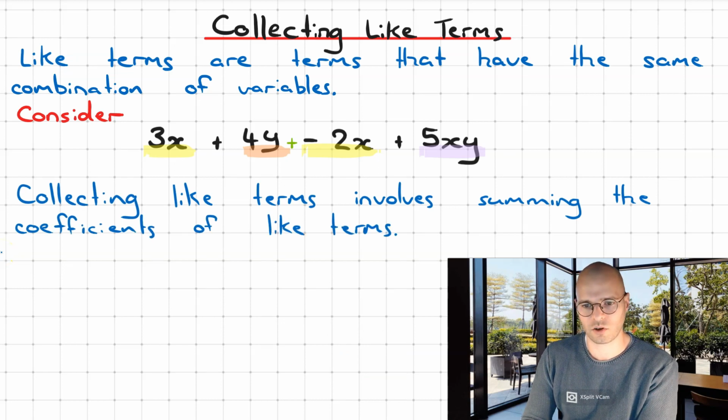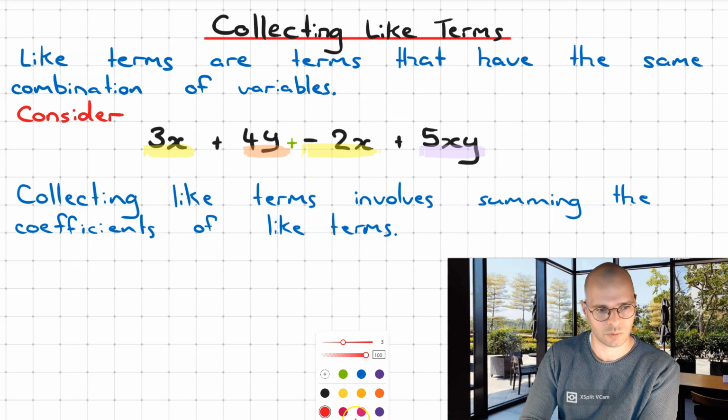Collecting like terms involves summing the coefficients of like terms. So what that means is that if we were going to simplify this expression over here, we would collect like terms. Our like terms are 3x and minus 2x. We could simplify this by summing the coefficients, coefficients being the numbers in front of the variables. So we'd say 3 plus minus 2, and whatever that is, we'd write an x after it, and that would simplify the x's there. Let's have a look at how this is formally done by example.